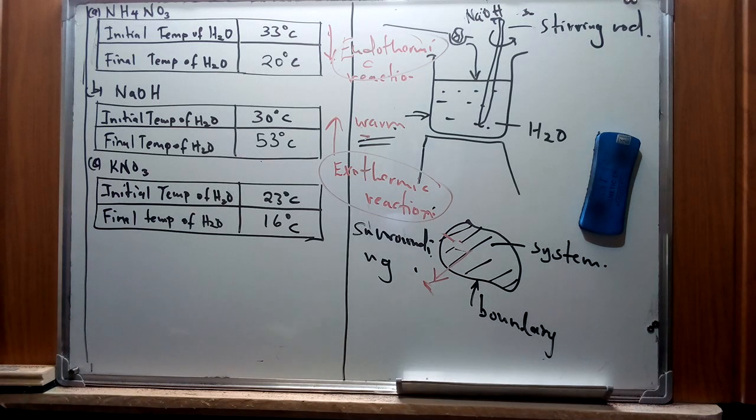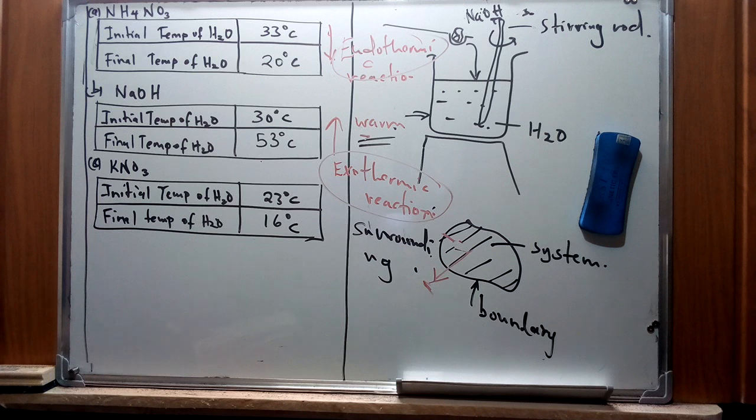So basically, we can define the two sets of reactions or scenarios that I've described on the board, whereby we can say that an endothermic reaction is a reaction which takes place and takes heat from the surrounding into the system. And conversely, an exothermic reaction is a reaction in which heat is produced from the system and released into the surrounding.